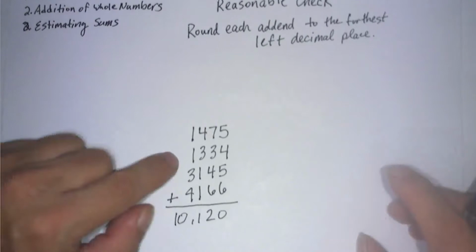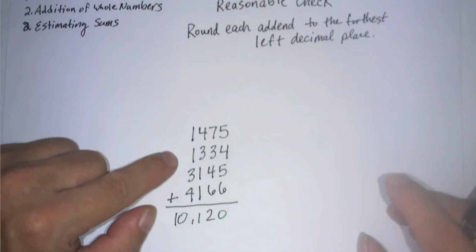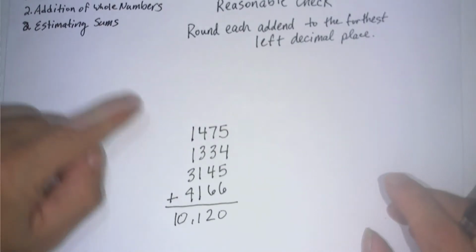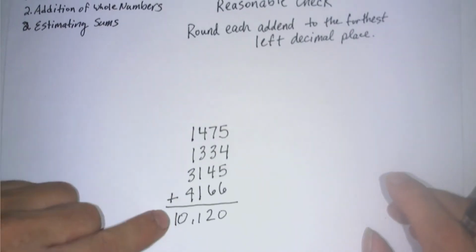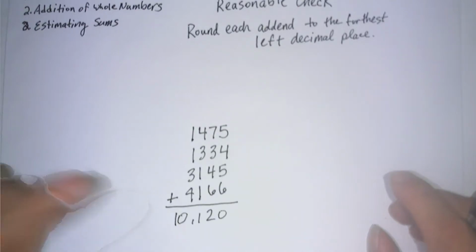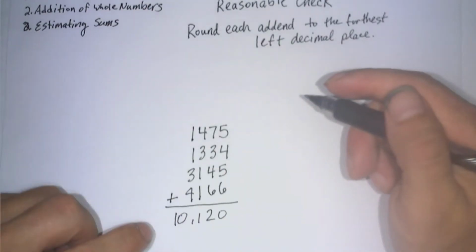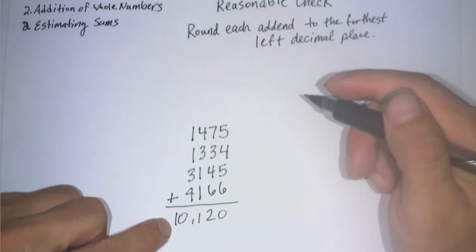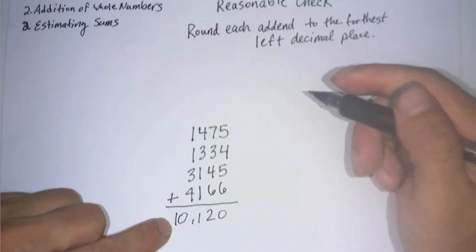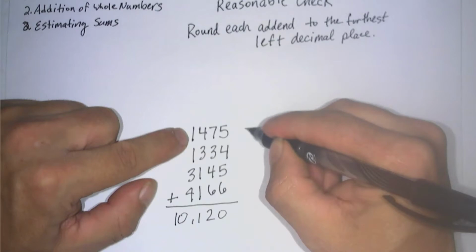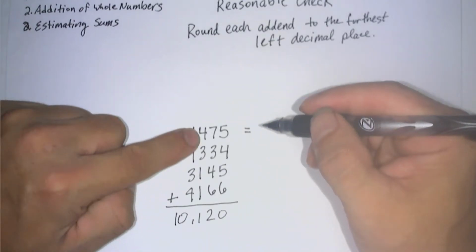Now, in the previous lecture, I added these by hand, and this was the result we get. Now, what I'm going to do is estimate these values and make sure that our estimate is reasonable, because if you get something that is way off the estimate, you're probably not correct. So let's estimate all these. Okay, so we're going to round all of these to this place. And if we look at the place to the right, we have a 4, so we're going to round down.